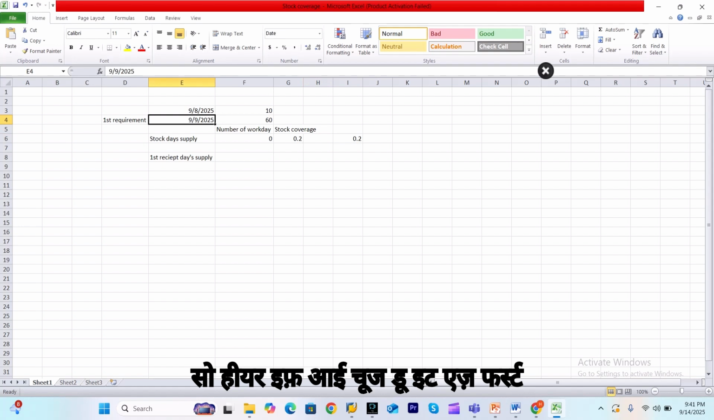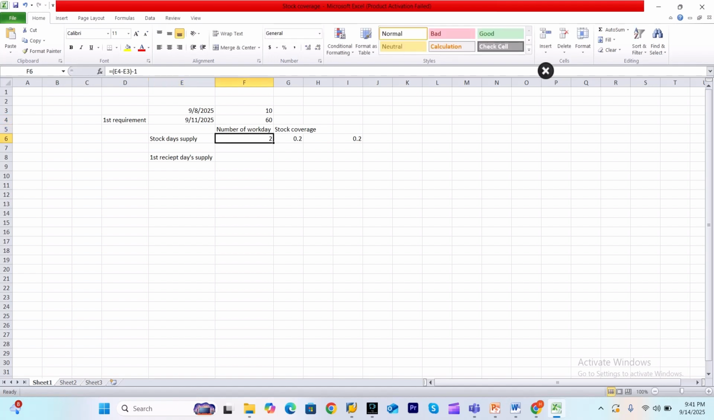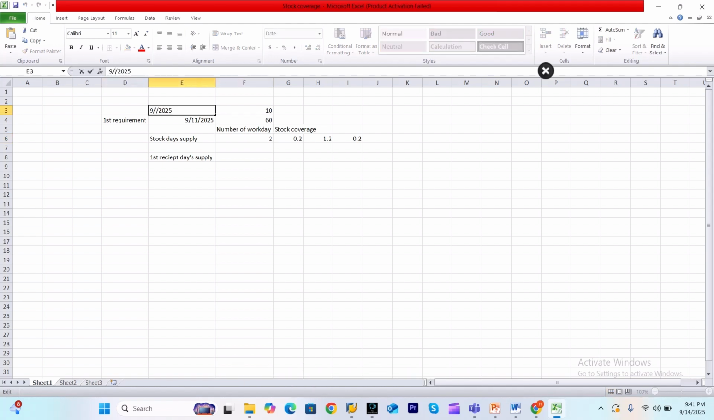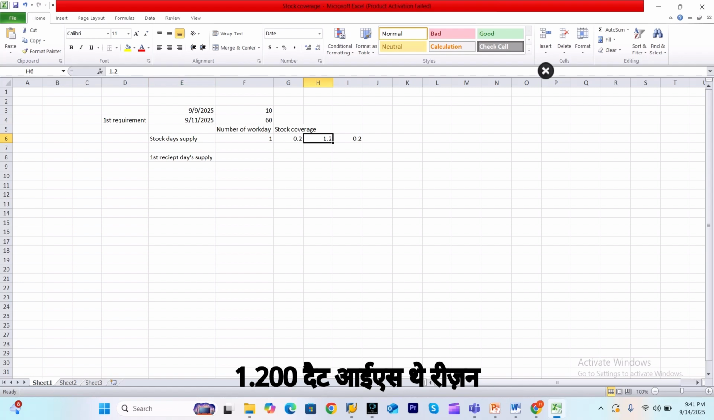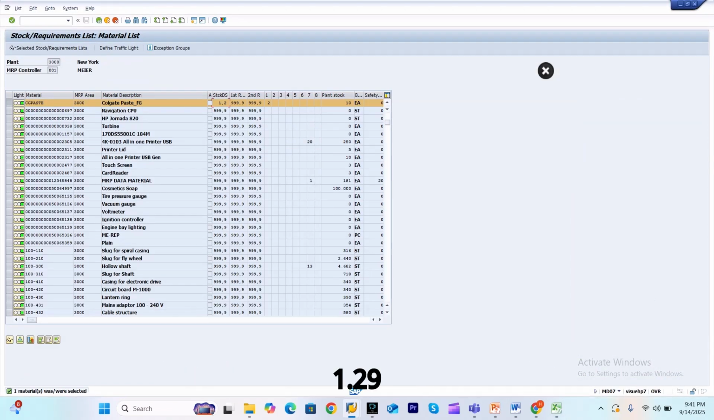So here if I choose the first requirement as 11, okay, so here it will come 1.2. Okay, so here if I change this one to 9, here it will come 1.2. So that's the reason, if you look at it, it is showing 1.2.